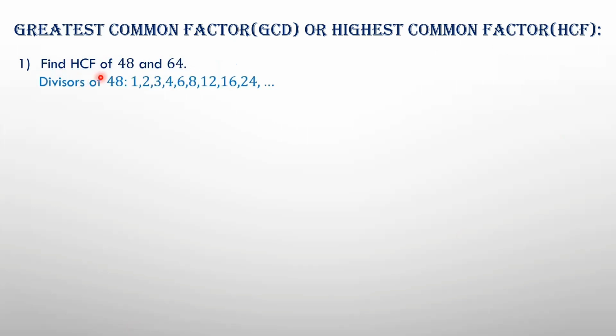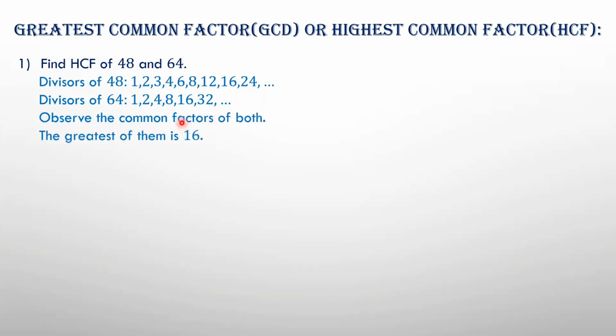Factors of 48 means divisors of 48. So 1, 2, 3, 4, 6, 8, 12, 16, 24, and 48. These are the divisors of 48. And divisors of 64: 1, 2, 4, 8, 16, 32, and 64. These are the divisors of 64. Now find the common divisors.